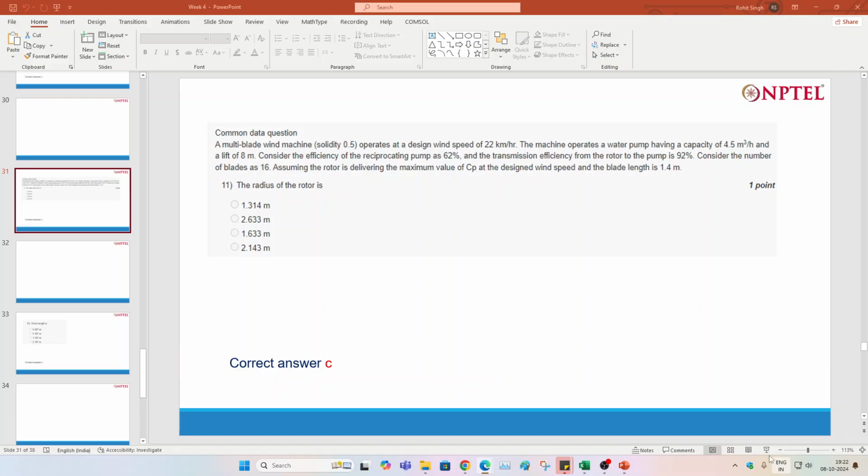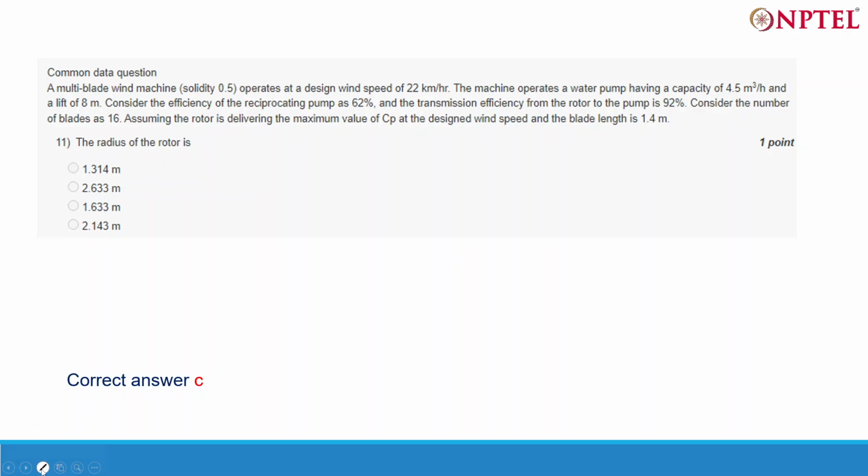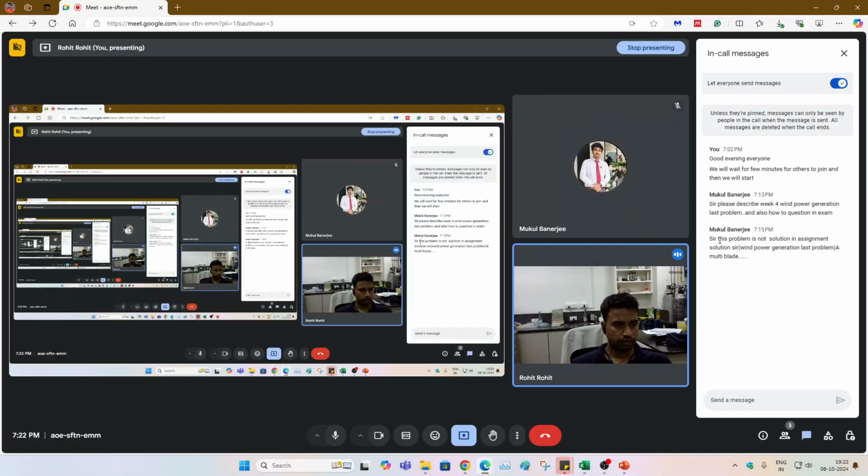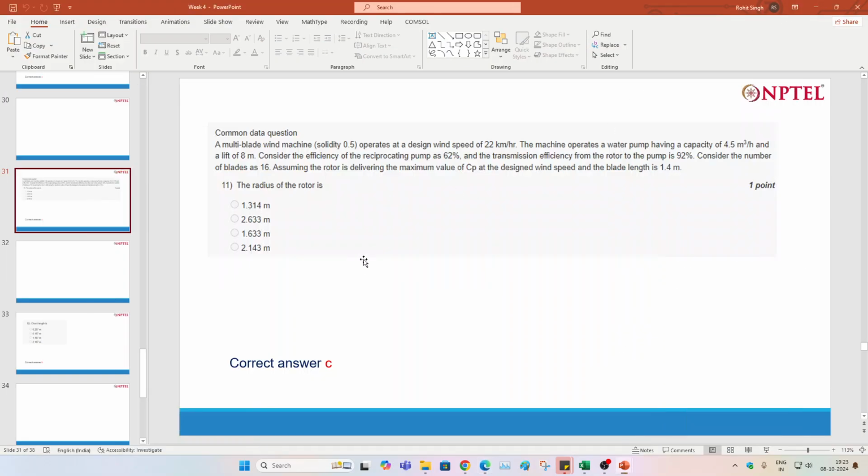Okay, so let me solve this question for you. So I got the slides. So here the solidity is given. Okay, so the first thing which you will do... Mukul, if you face any difficulty while I'm solving this question, please unmute your mic and ask, sir, I'm not getting this. Okay. So don't worry, these are not very difficult questions.